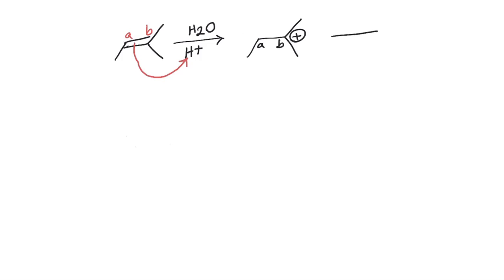The next step, H2O will act as a nucleophile and it will attack this carbon with positive charge. So this arrow means that a new sigma bond forms between a lone pair of oxygen and the carbon with positive charge.